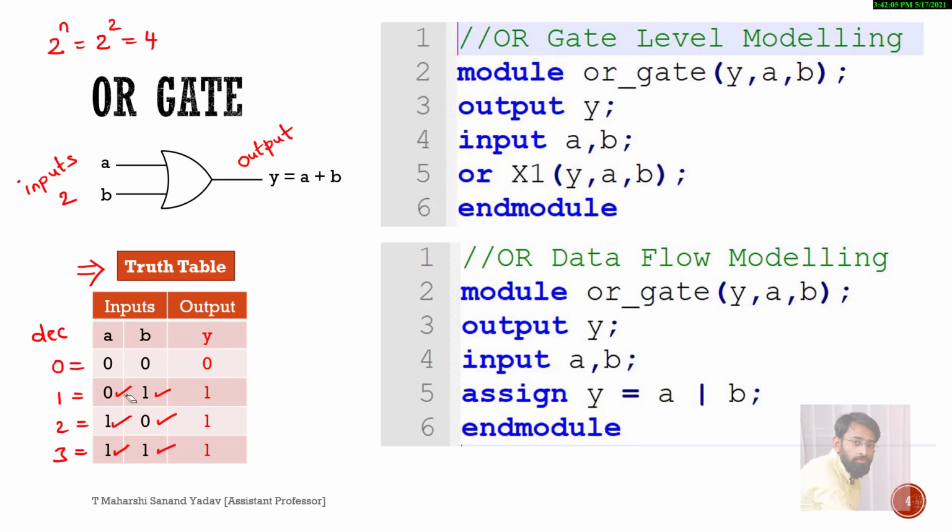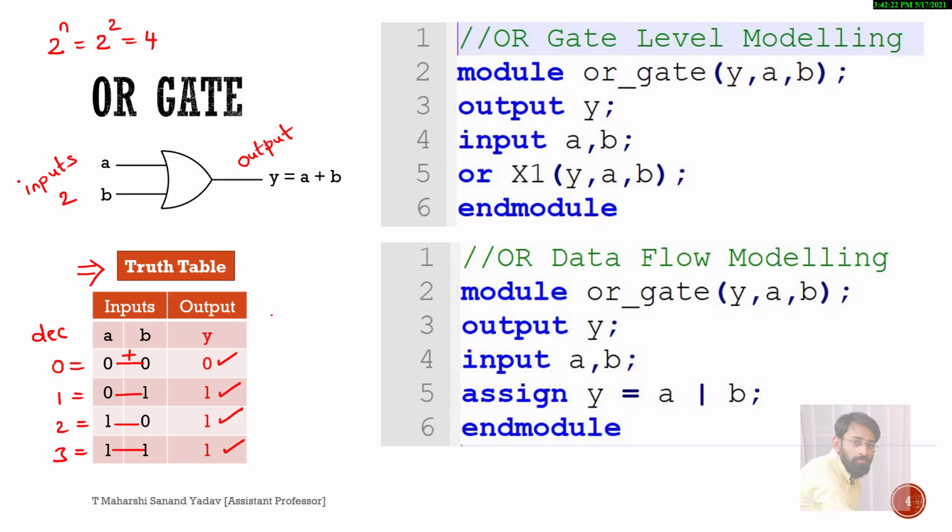Next, as this is an OR gate, we need to perform the addition between two inputs. So simply perform the addition between these two. 0 plus 0 will give 0. Next, similarly 0 plus 1 will give 1. 1 plus 0 is 1. 1 plus 1 is 1.